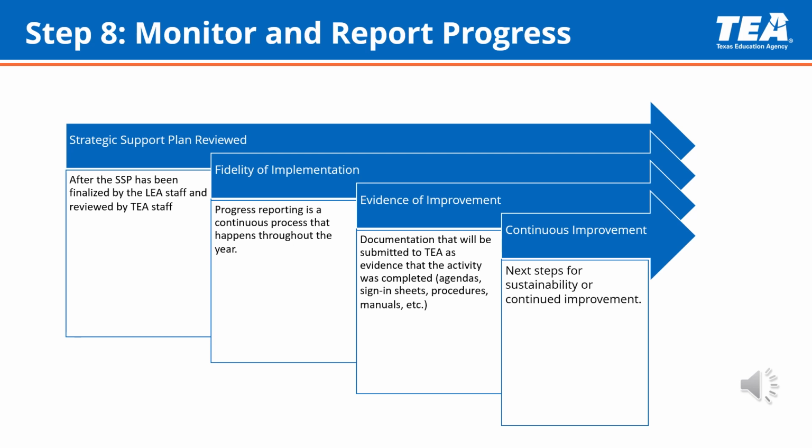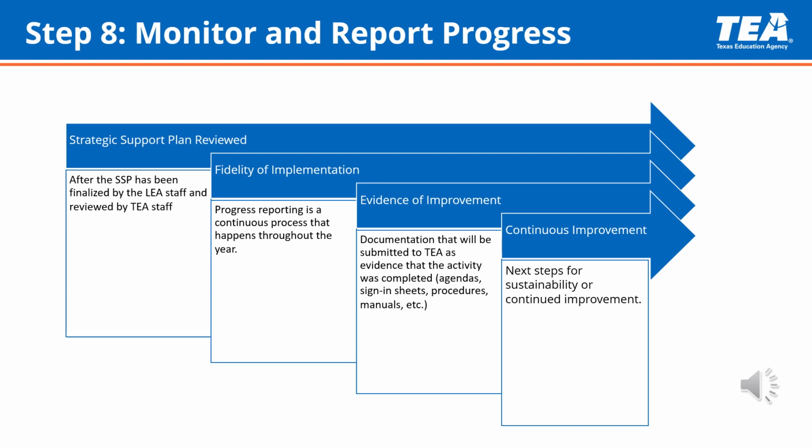Fidelity of implementation. Progress reporting is a continuous process that happens throughout the year. Based on the LEA's determination level, reporting of progress may be an interactive experience that allows TEA staff to provide constructive feedback and assign additional supports that will assist the LEA in achieving the desired improvement. The LEA and TEA staff will engage in robust conversation pertaining to the fidelity of implementation of identified activities and the impact of the activities on prioritized program areas.